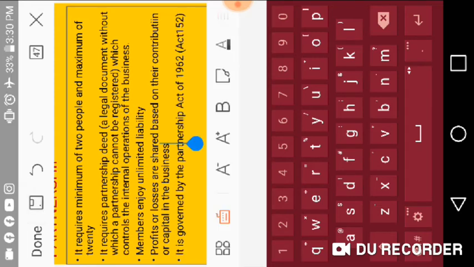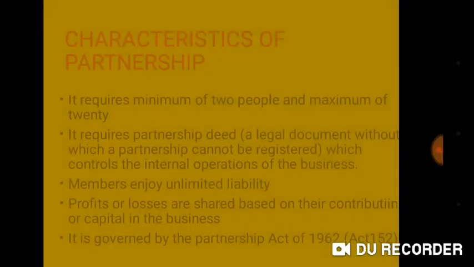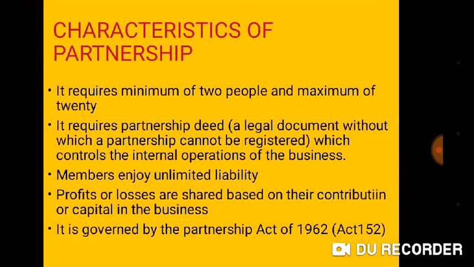Another characteristic of partnership is that it is governed by the Partnership Act. Unlike in a sole proprietorship business where one person owns a business and so does what he likes with his business because it's a personal property, in partnership, the partnership as a business, the enterprise, is governed by the Partnership Act of 1962, Act 152. So you take note of that.